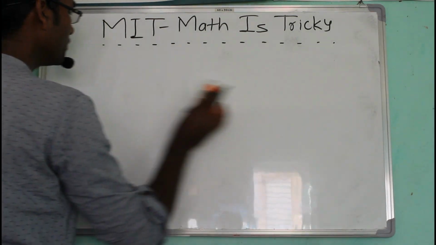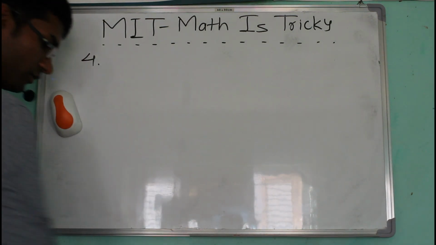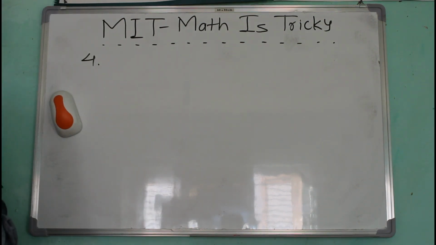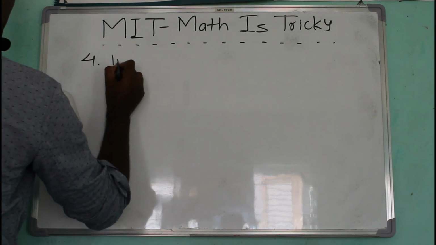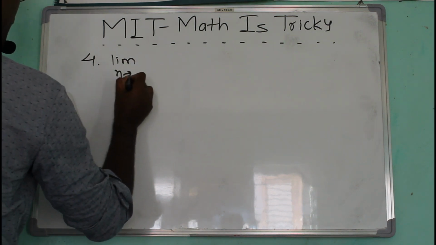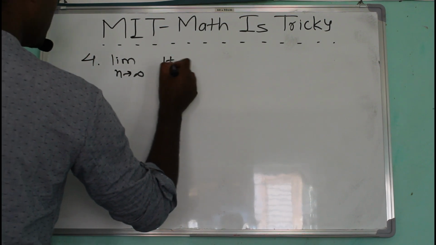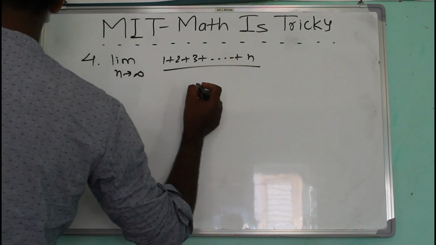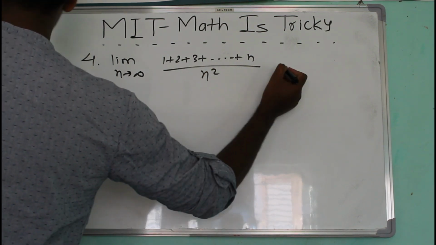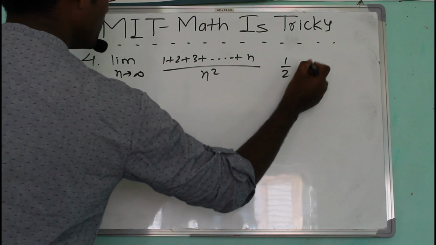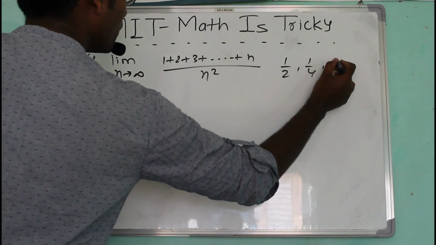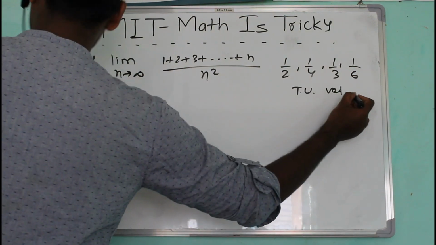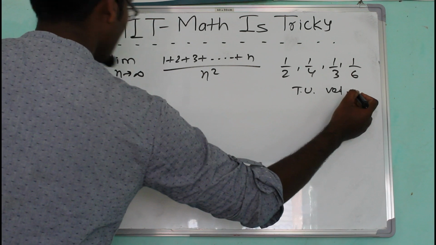Again I'm taking one more question, number 4. The fourth question is very simple. The limit as n tends to infinity of (1 plus 2 plus 3 plus dot dot dot up to n) divided by n square. The options are 1 by 2, 1 by 4, 1 by 3 and 1 by 6. Ordinary exam 2073.